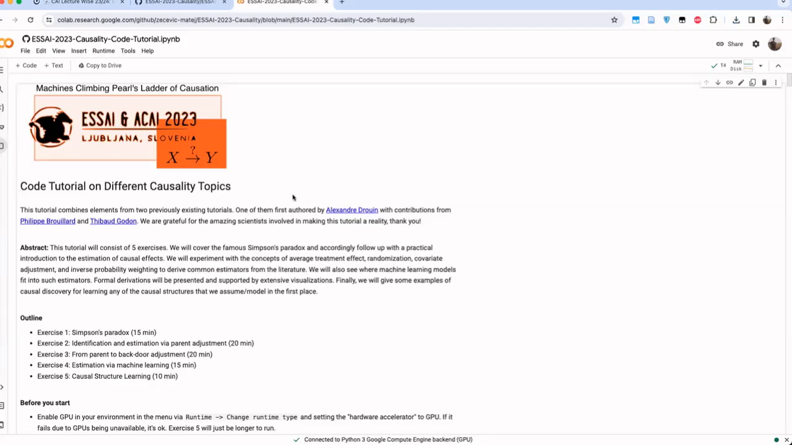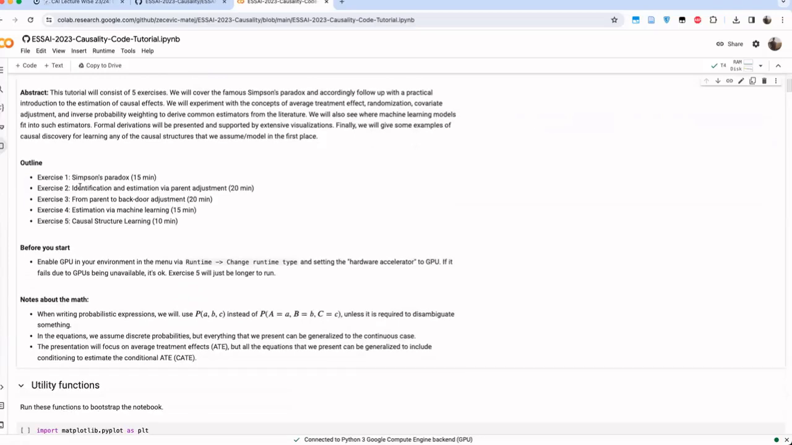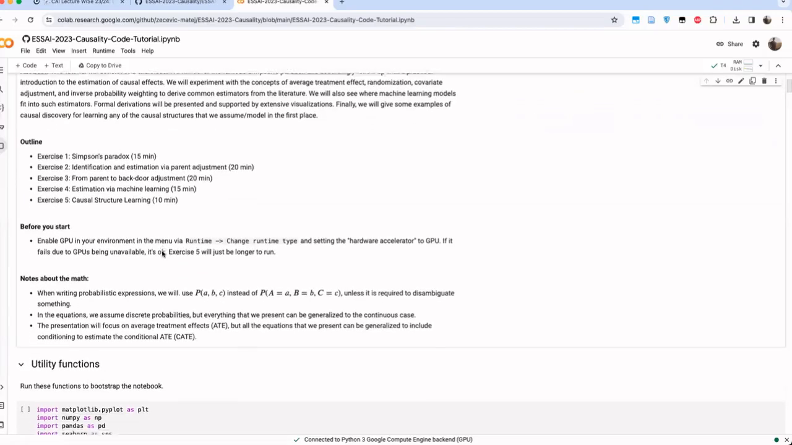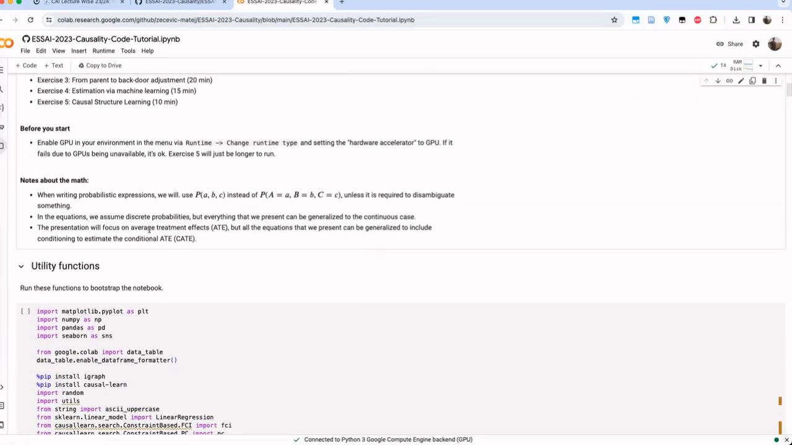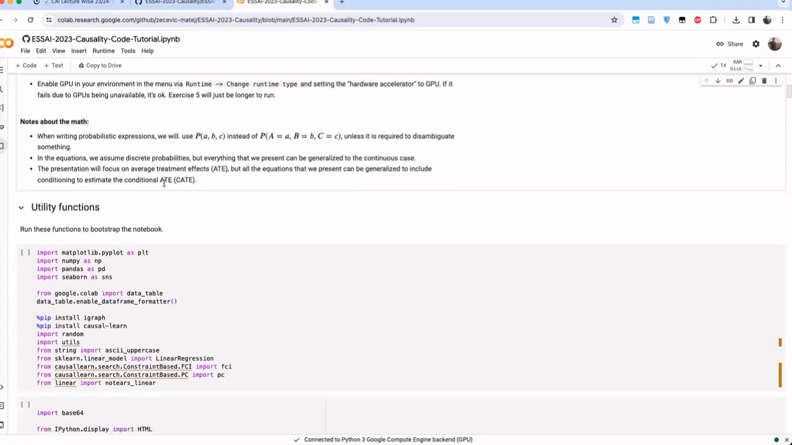So again, big shout out to Alex, who was the main author for this tutorial. And we co-authored this together also with Philippe and Thibaut. Again, I said 5 exercises. Let's jump right into it. Notations and so on should be familiar, but we're going to cover those anyways.